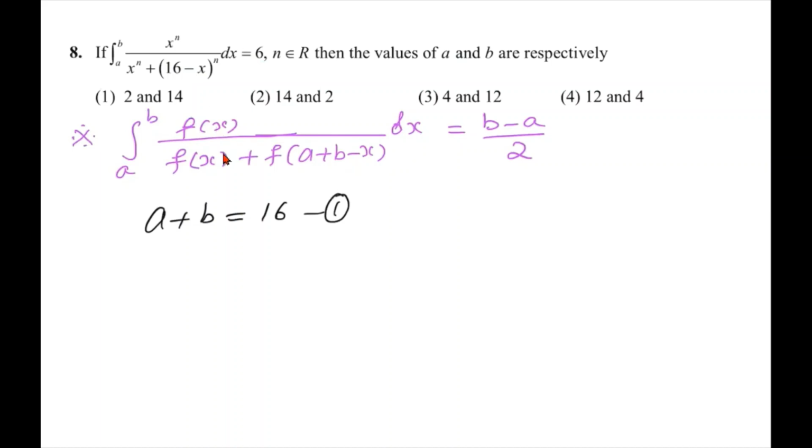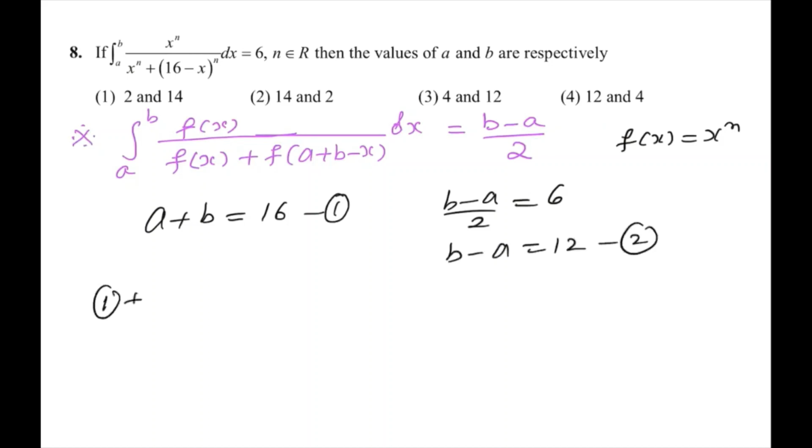But integral of the form a to b f of x upon f of x plus f of a plus b minus x dx is b minus a by 2. So here also limits are a and b. So b minus a by 2 is 6. Remember, here f of x is x power n. Nothing to do with the function. It may be x power n, or here sin x, sin of 16 minus x. In place of x power n, you can have any function. Now this becomes b minus a equal to 12.